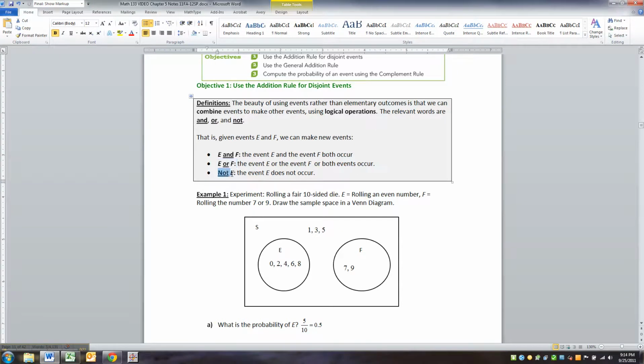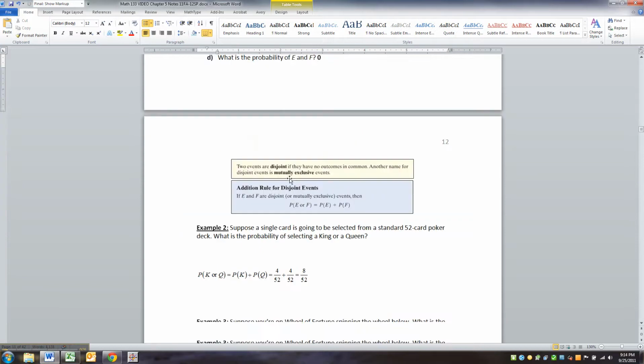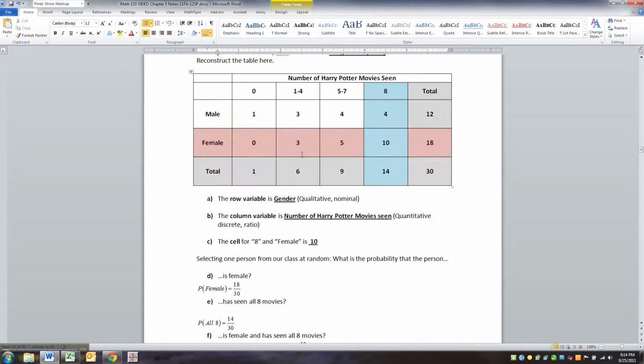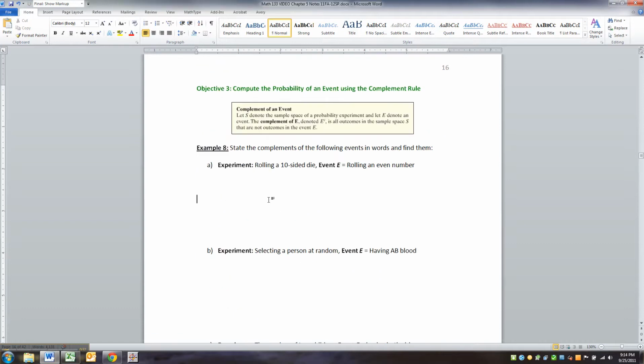And now we're going to look at not E. The only one we haven't dealt with yet is the E and F. That's the next section, that's 5.3, so hold off on that one. But let's look at not E for a second. That's called the complement. It's denoted a lot of different ways in different books.